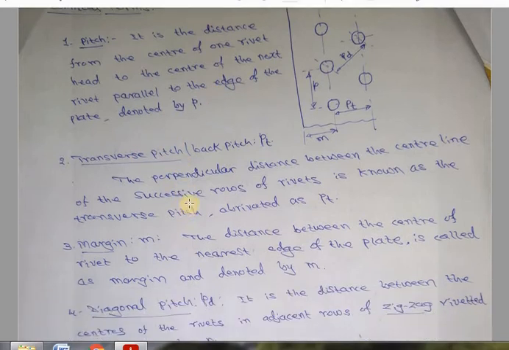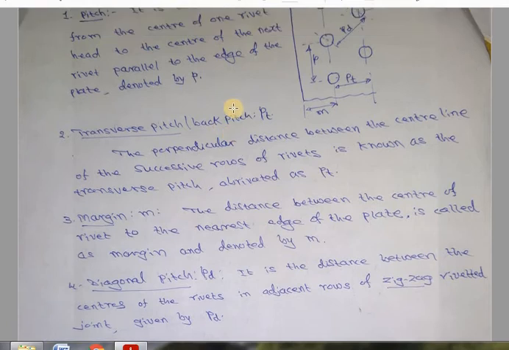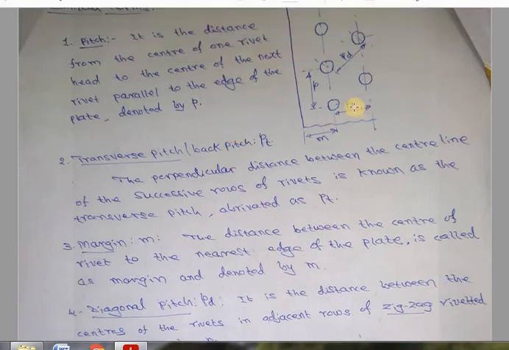Then we have the transverse pitch, PT. You can see it on the figure. It is the distance from the center of one rivet row to the center of the adjacent rivet row. Here there are two rows, but there may be three or four rows. So the perpendicular distance between the center lines of successive rows of rivets is known as the transverse pitch, abbreviated as PT.